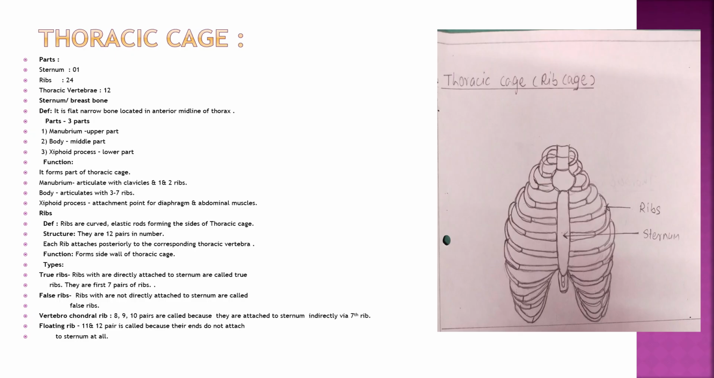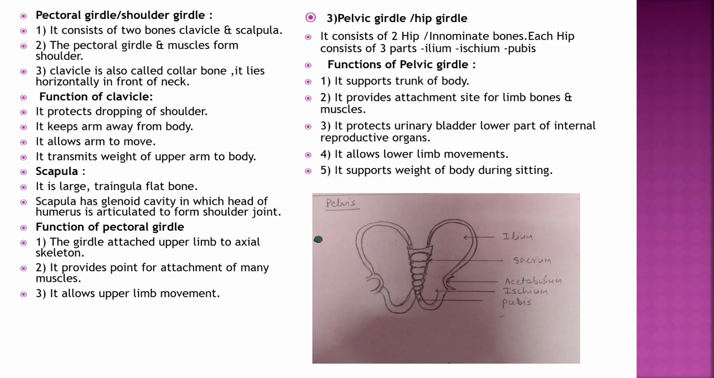Those which are attached are called true ribs, and those not attached are called false ribs. So these form the thoracic cage, which functions for the protection of the internal organs like the heart, lungs, and aorta. Then there are two girdles: the pectoral girdle or shoulder girdle, and the pelvic girdle or hip girdle.